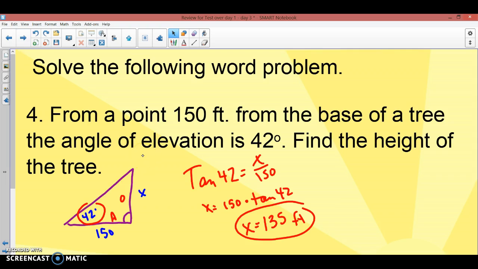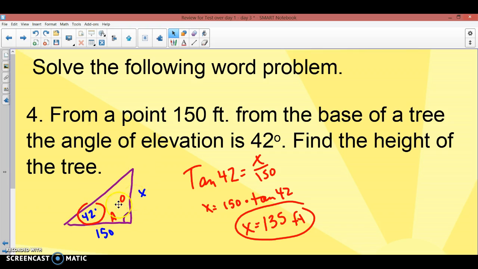Okay, so we sketch a right triangle. It says a point 150 from the base of the tree. So the base means the bottom, so we're going to put 150 at the bottom of the triangle. Angle of elevation is 42. We said depression or elevation always goes in the bottom corner. And then we're trying to find the height, so that's the vertical side.